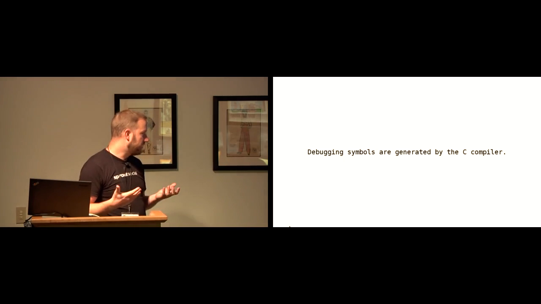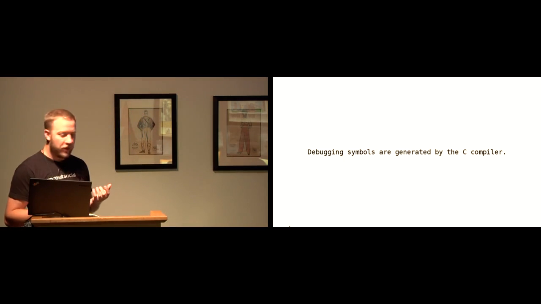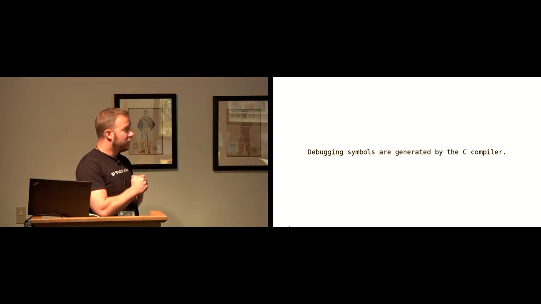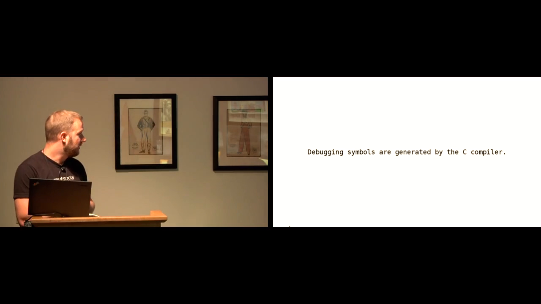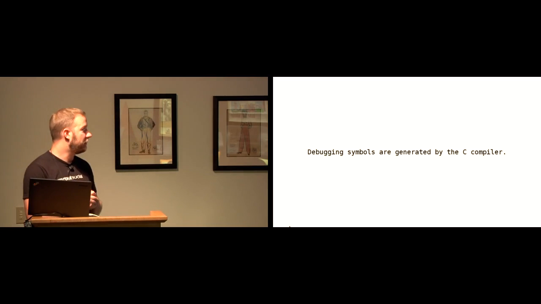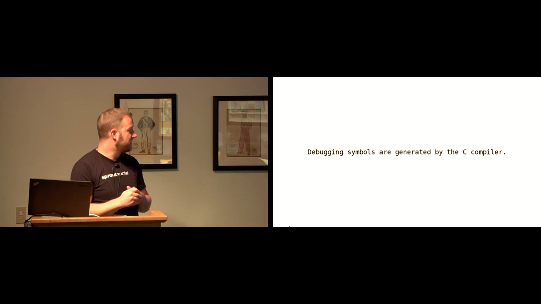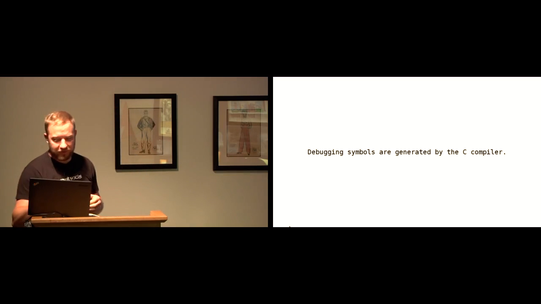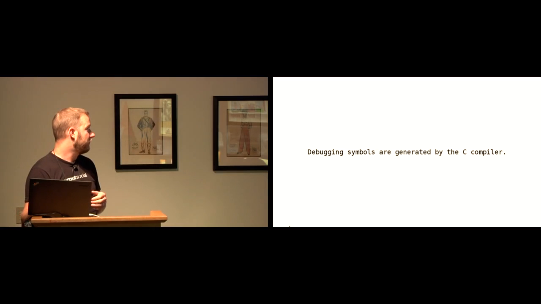These debugging symbols are generated by the C compiler at compile time. The problem is, of course, that in probably 95% or better of Python installations out there, these symbols are stripped out. I don't fully understand why that is. I think it's probably to conserve bandwidth. In the day and age of terabyte hard drives, I don't know why we're worried about disk space, but perhaps to conserve bandwidth, we strip them out.